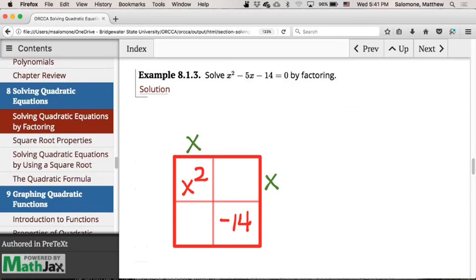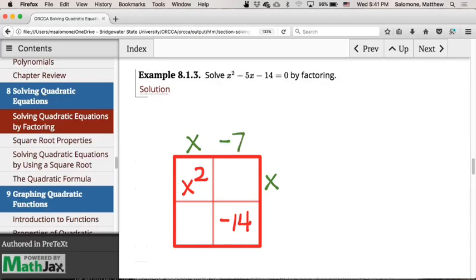Negative 14 and positive 1, positive 14 and negative 1, negative 7 and positive 2, negative 2 and positive 7, or maybe some scary, nasty fractions and irrational numbers and other stuff that I could multiply together to give me negative 14. But suppose that I get super duper lucky and I happen to guess that maybe I can try negative 7 and positive 2.